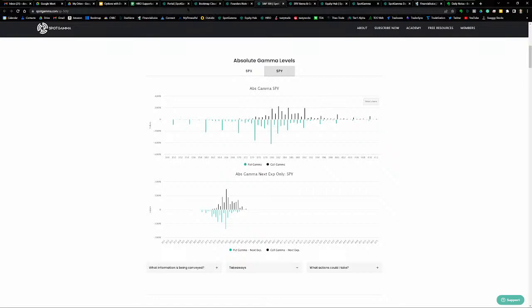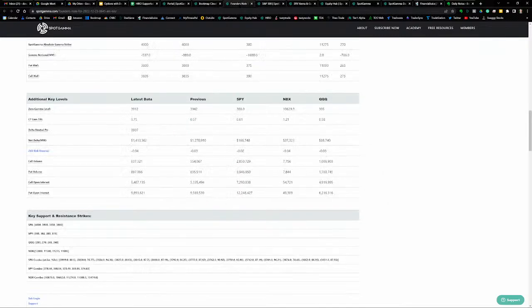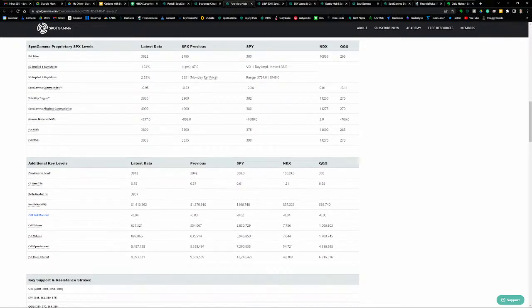All right, so let's take a look at some of the data in the SpotGamma AM Founders Note. And one of the main things that I point out every day is gamma notional. And this is the market maker's position on the gamma curve.